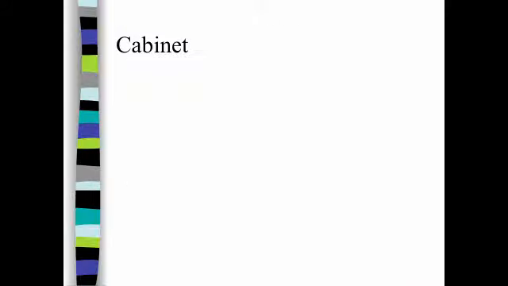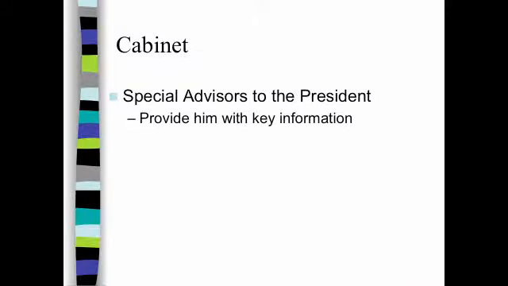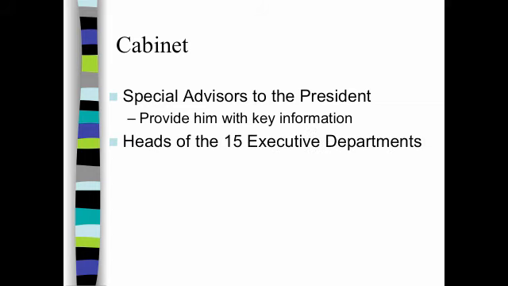Now, since the president can't do it all on his own, the other thing that he has is the cabinet, which is a group of special advisors that are there to help the president so that he can make good decisions. These special advisors provide him with key information. In this cabinet is actually the heads of each of the 15 executive departments. That's not literal heads, that's figurative. In other words, the people who are the leaders of those departments.